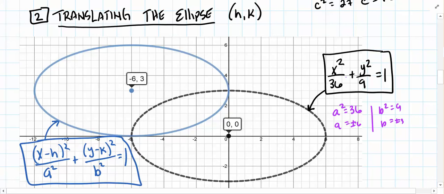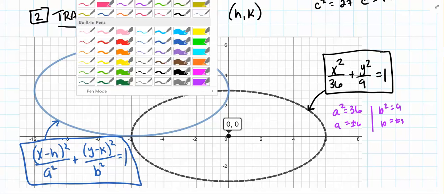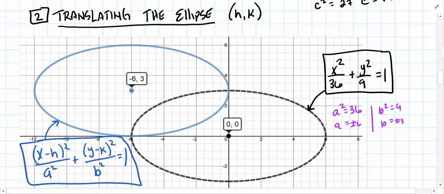So now take a look at this blue one. Our goal would be to figure out the equation of this blue one over here. So what's changed? Well, I noticed that the center, I've labeled it for you as -6, 3. So that means that I have gone 6 units to the left, and I've gone 3 units up. So the question is, how do I rewrite the equation for this ellipse because it's been translated in the plane? It's been moved from the center at 0, 0 to a center at -6, 3.